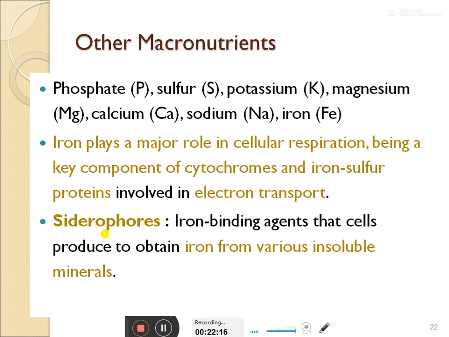Apart from carbon and nitrogen, these are other macronutrients which are required in fairly large amounts for the growth of bacteria: phosphate, sulfur, potassium, magnesium, calcium, sodium, and iron. Iron plays a major role in cellular respiration, being a key component of cytochromes and iron-sulfur proteins involved in electron transport. The cell produces iron-binding agents to obtain iron from various insoluble minerals.